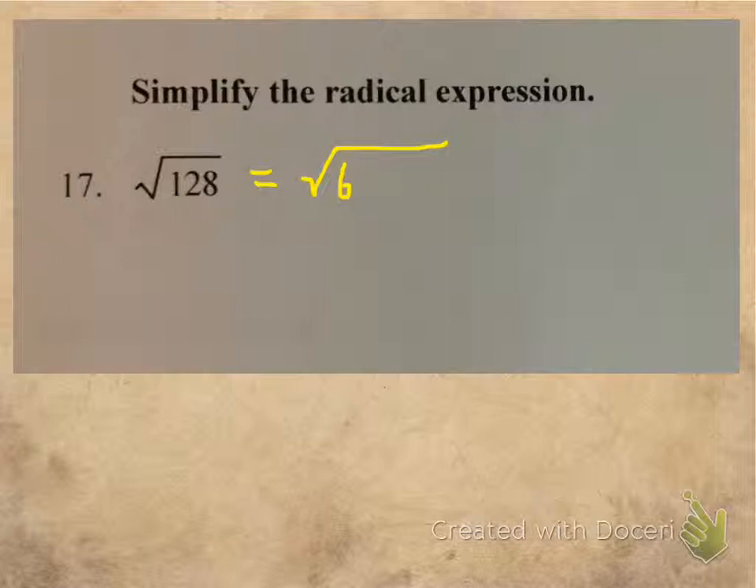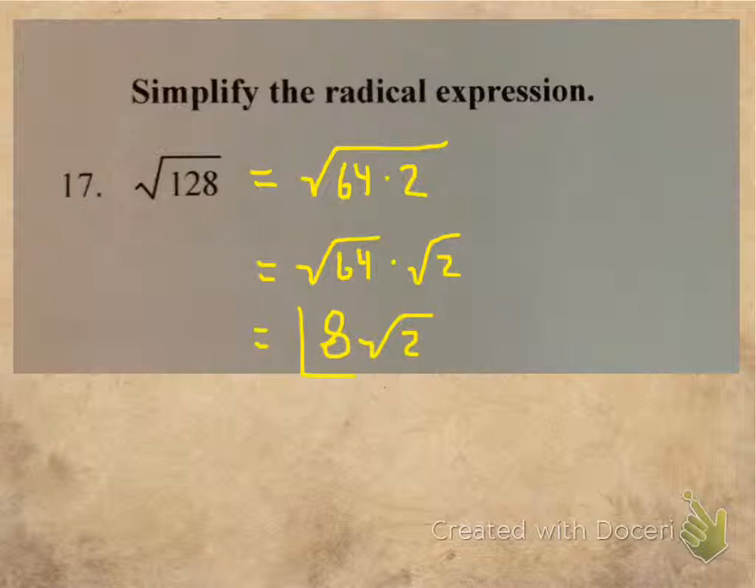So we can take the square root of 128, we can break it into the square root of 64 times 2, then we separate those two radicals. We know that the square root of 64 is 8, so now we have an 8 on the outside of the radical, and we still have square root of 2, so we have 8 root 2.